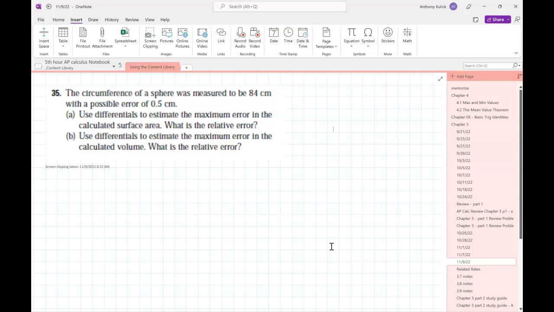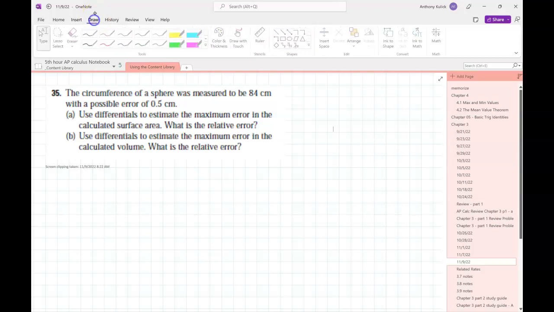So it says the circumference of a sphere was measured to be 84 centimeters with a possible error of 0.5 centimeter. Use differentials to estimate the maximum error in the calculated surface area, and then what is the relative error, and then use differentials to estimate the maximum error in the volume. What is the relative error? I just didn't know what equation.